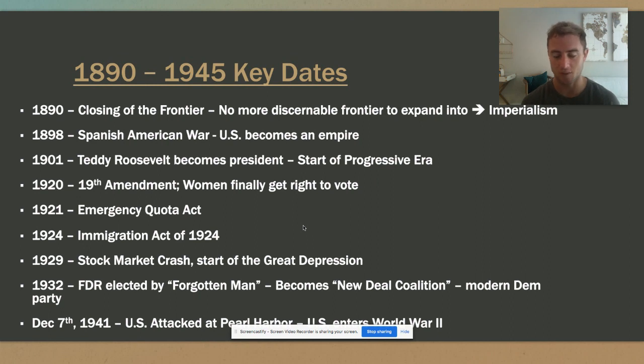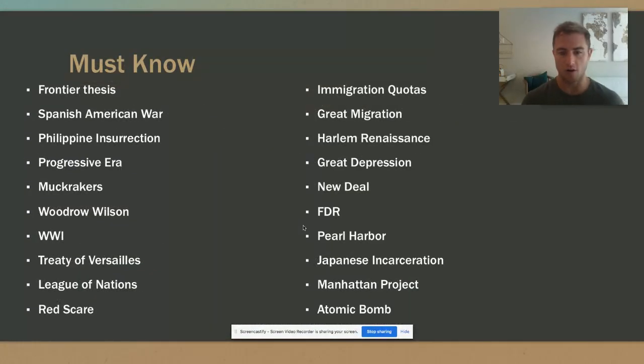1920, of course, the 19th Amendment with women getting the right to vote. We also have two acts on immigration with the Emergency Quota Act and the Immigration Act of 1924. Both of those are good ones to know because they are radical changes to American immigration policy. Of course, the stock market crashed in 1929. FDR with our New Deal coalition, that's shifting the Democratic Party into where it is today. And then, of course, December 7th, 1941, with the attack on Pearl Harbor. Here are what the College Board gives us as our must-know terms.